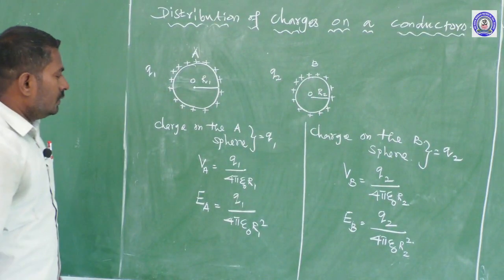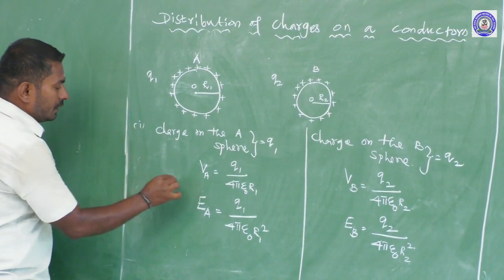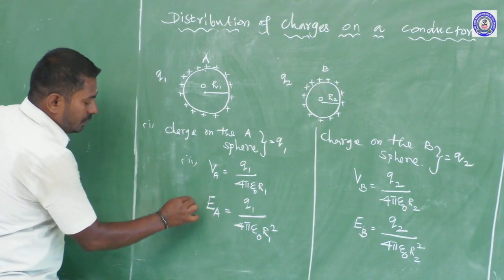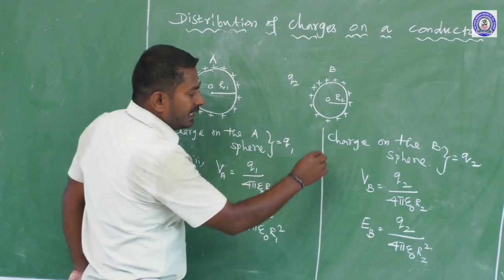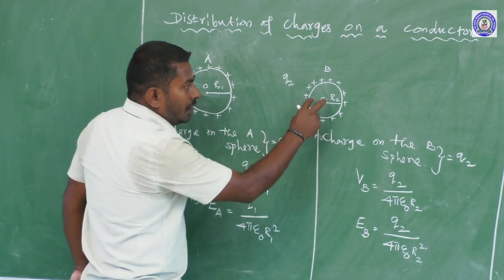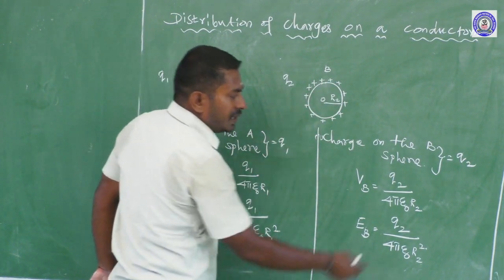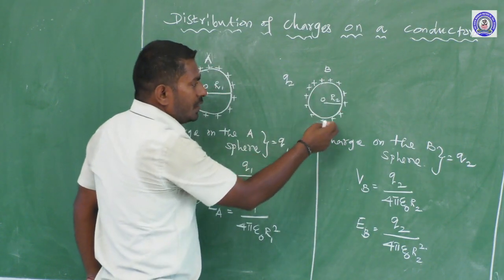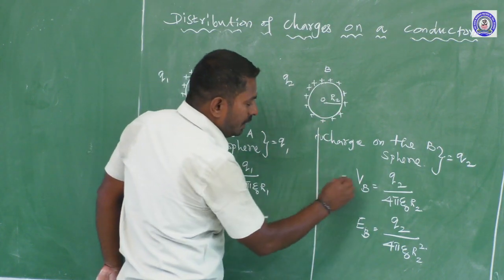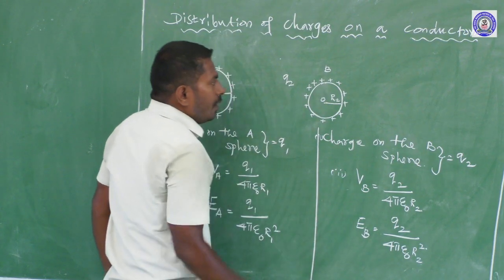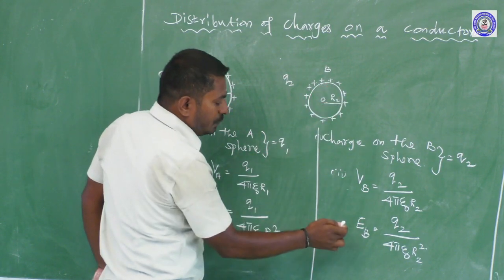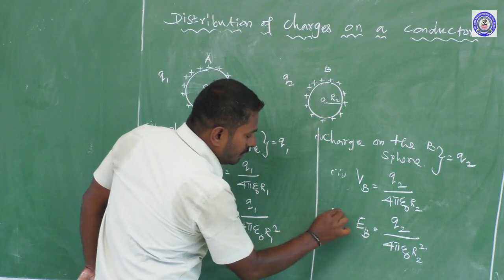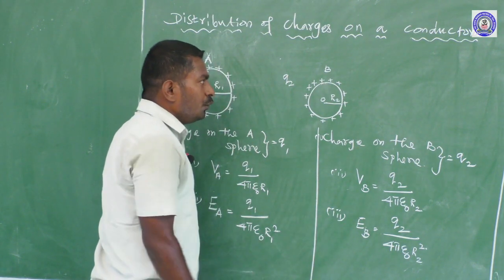This is point 1, point 2, point 3 in the case of the A metallic sphere. In the case of the B metallic sphere, the charge on the metallic sphere B is Q2. Electrostatic potential at the surface of the B metallic sphere, that is the second point. Electric field at the surface of the charged metallic sphere B, that is the third point. Then we go to the fourth point.